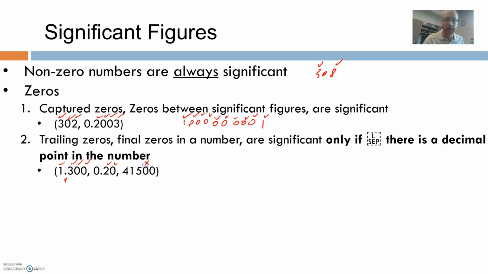Those are not significant. Now, this is where I was talking about significant does not mean important. Okay? Those are not the same thing. Because that doesn't mean that you can just get rid of them. Because 41,500 is a very different number from 415.